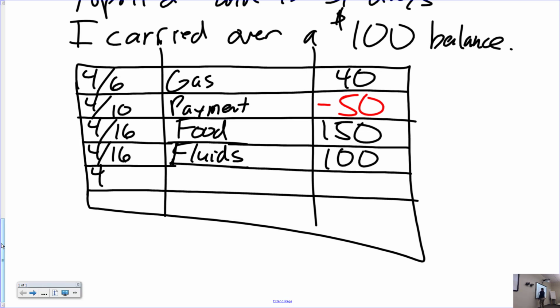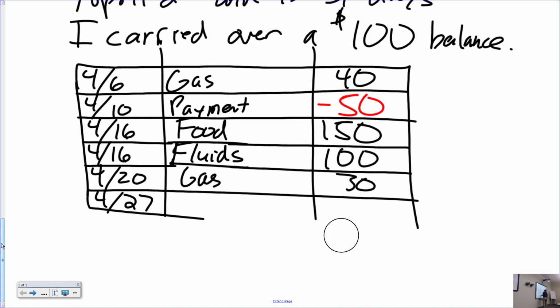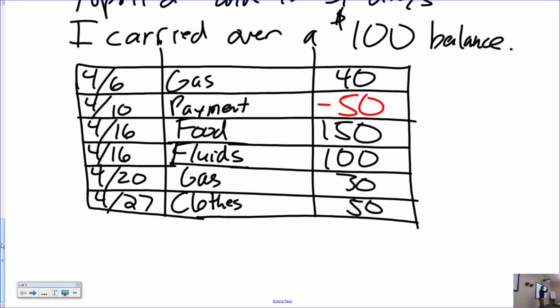All right, and then let's suppose that on the 20th, I had to go back for gas. A lot of driving, Madison to Janesville every day. And then last but not least, on the 27th, we're going to do another payment. Let's just go back with something simple, like clothes. $50, whatever. So I bought something.